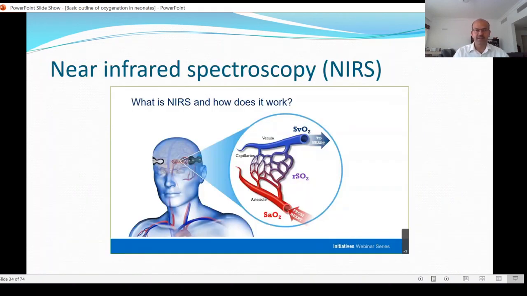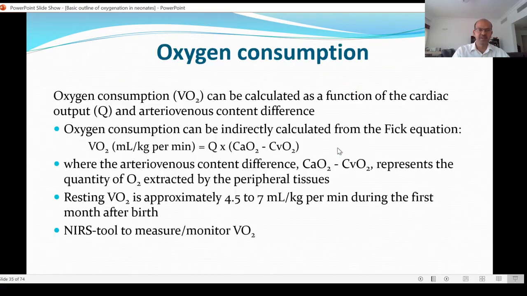Lastly, we will have a quick look at near-infrared spectroscopy and how it works. So we discussed oxygen consumption in the tissue. So we have the oxygen in the arterial system, and then the oxygen extracted in the capillary level, then the returning blood has lower level of oxygen. So oxygen consumption can be calculated as a function of the cardiac output and the arteriovenous difference, and the resting VO2 is approximately 4.5 to 7 ml per kilo per minute during the first month after birth.